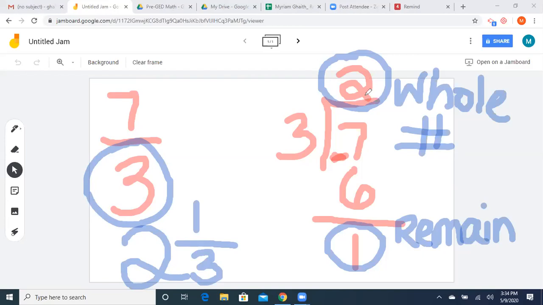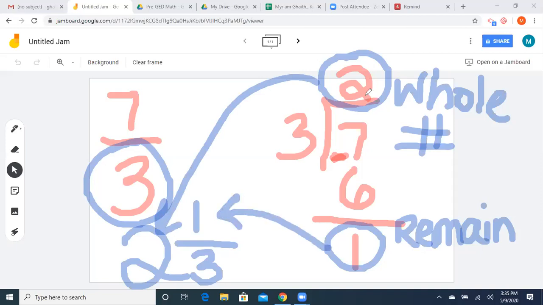Also, just one more time, the whole number answer that we got became 2, the whole number of our mixed fraction. And the remaining numbers became the numerator. Whatever was left became the numerator. Okay, let's do another one for practice.